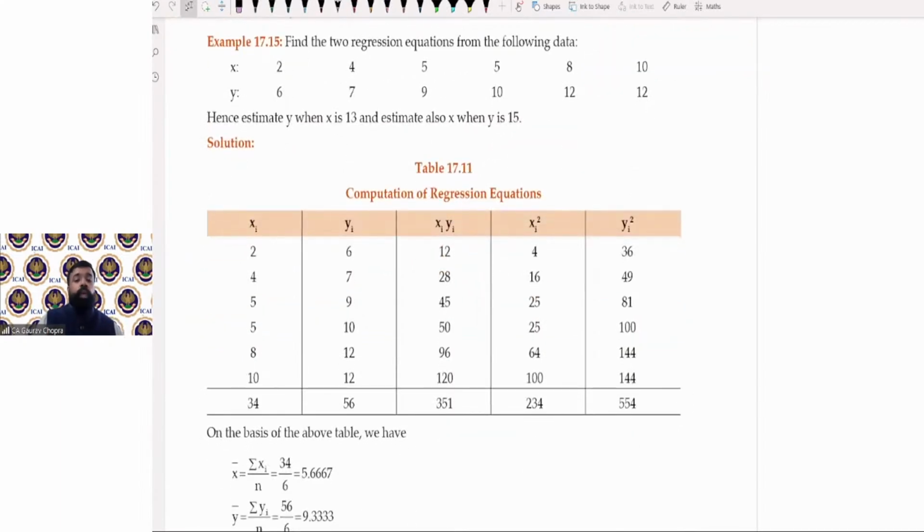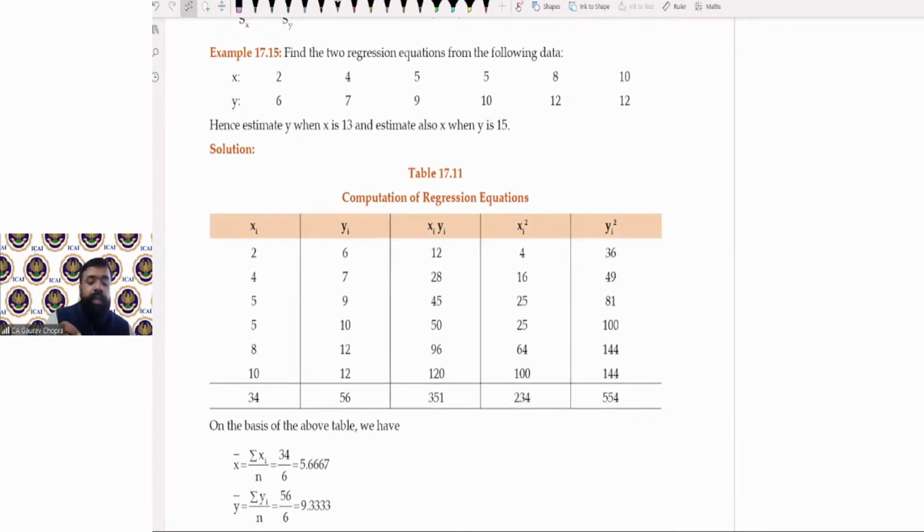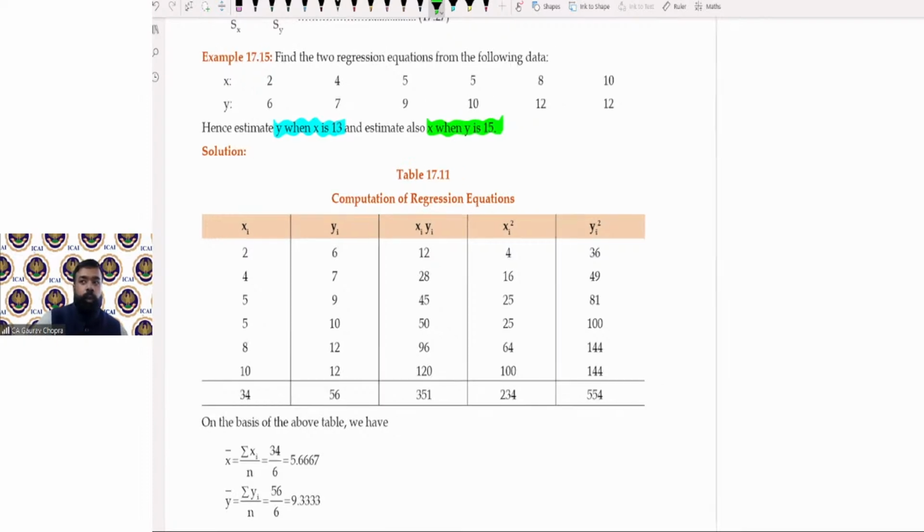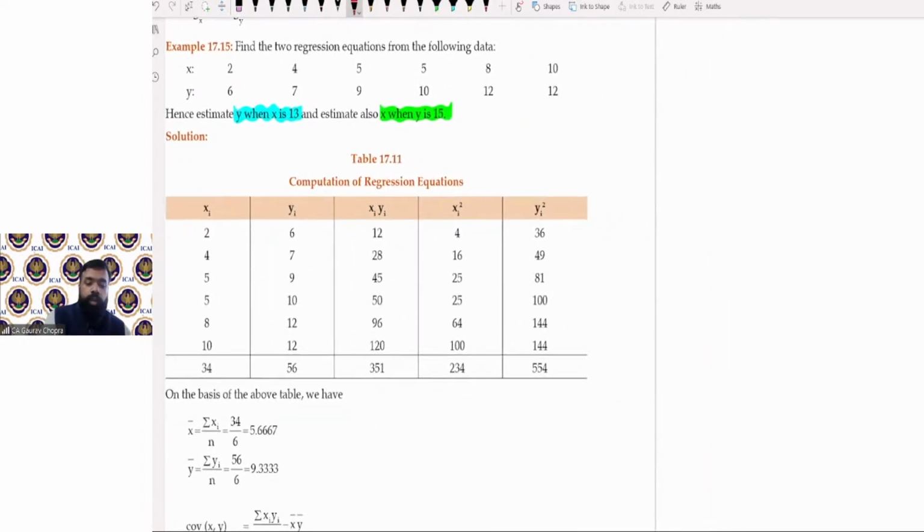Now let's do one complete question based on this. तो x एंड y ये दोनों आपको दे रखे हैं. Estimate y when x is 13, and second part is estimate x when y is 15. Okay, so as per the requirement of formula, we have to write and find all the possible values. x: 2, 4, 5, 5, 8, 10. y: 6, 7, 9, 10, 12 and then 12. So these are the values.